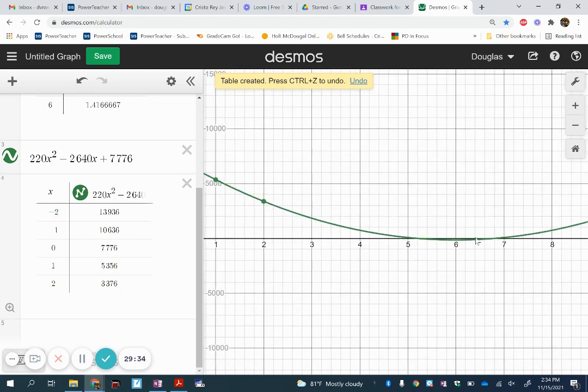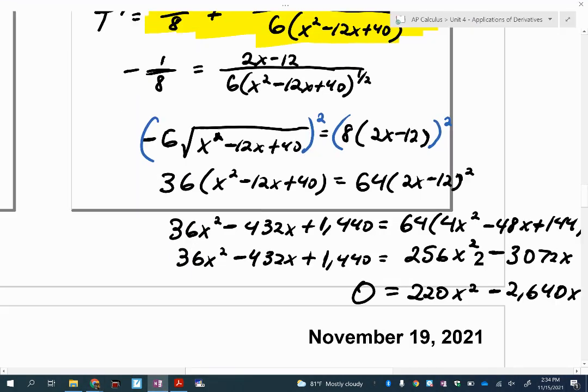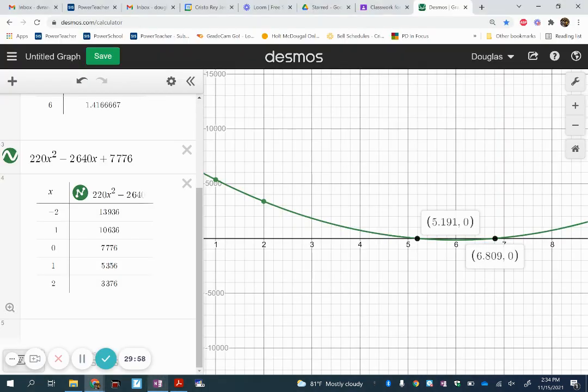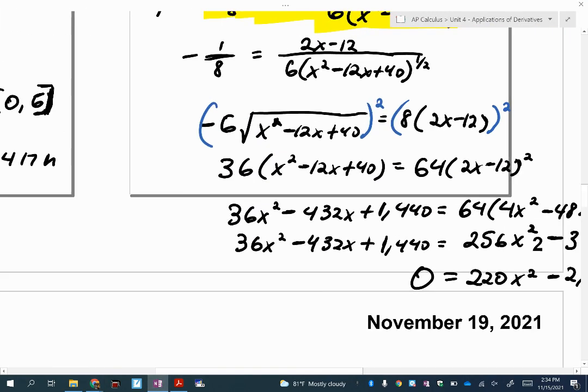Okay, so it looks like it crosses in two spots: 5.191 or 6.809. Now remember, I know we've done a lot of algebra since then, but remember I said we have to be looking for values between 0 and 6. So in this case, I have my two values, my critical points, but one of them is outside 6. 6.809 is outside of that. So I'm only going to be using 5.191 as my critical point.